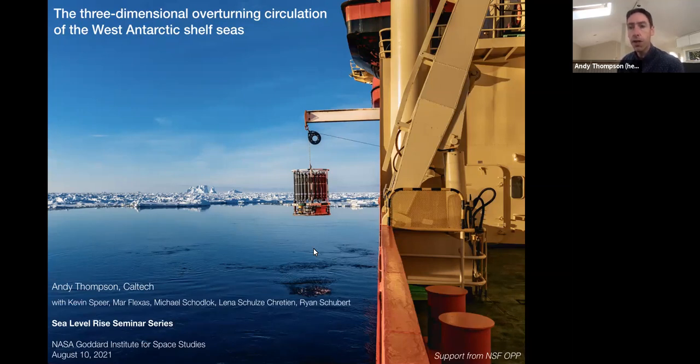and then the talk is broken up into two parts. One that talks a little bit about the connection between what's happening at the coast and the continental shelf break, and then a second part that focuses more on coastal dynamics that are impacting ice shelf melt rates.